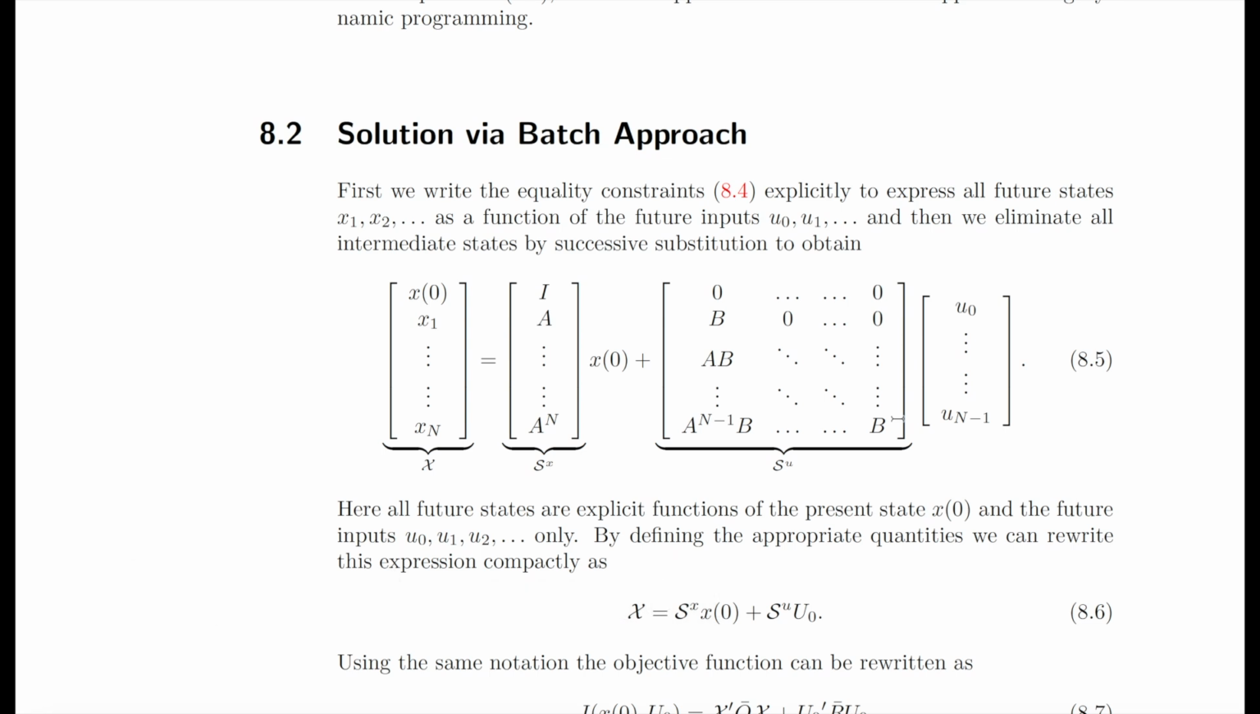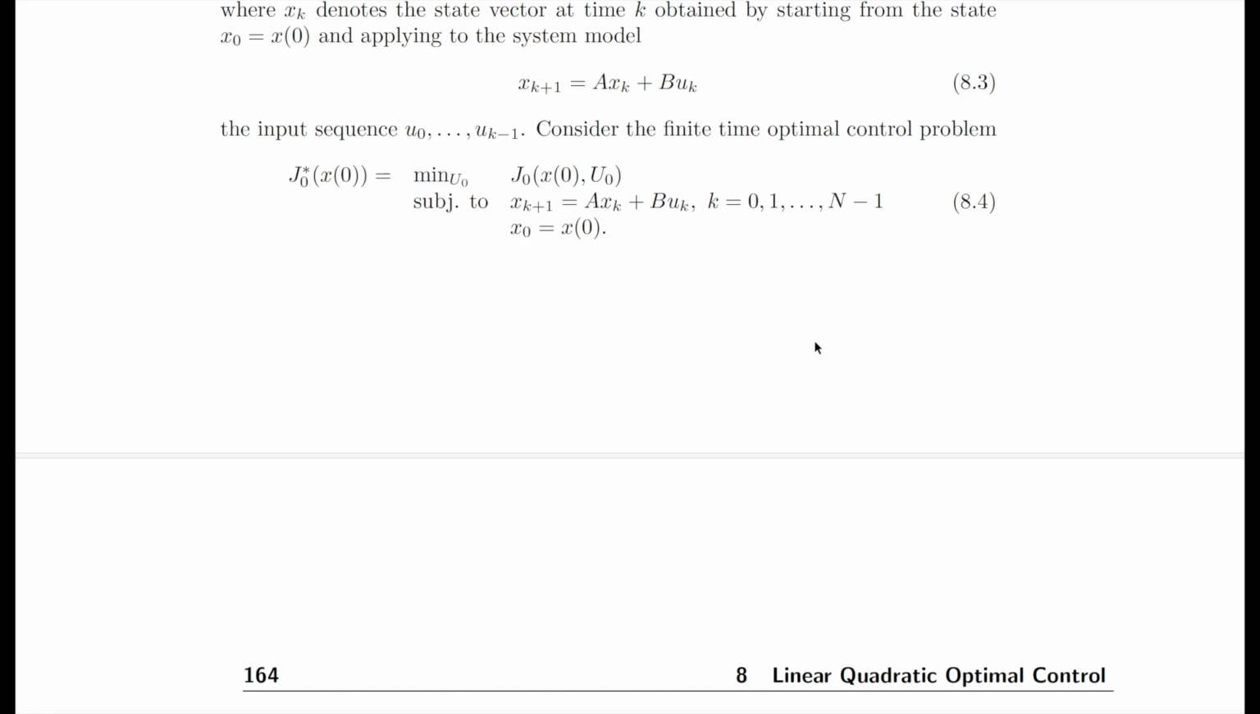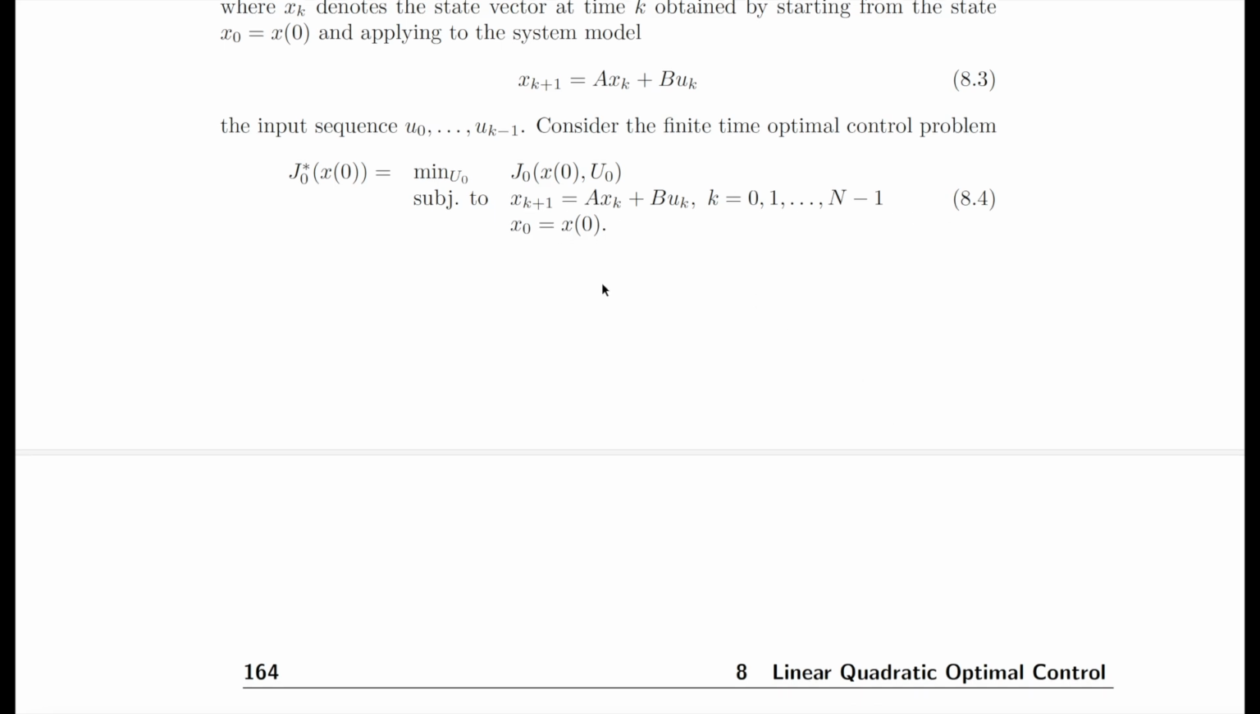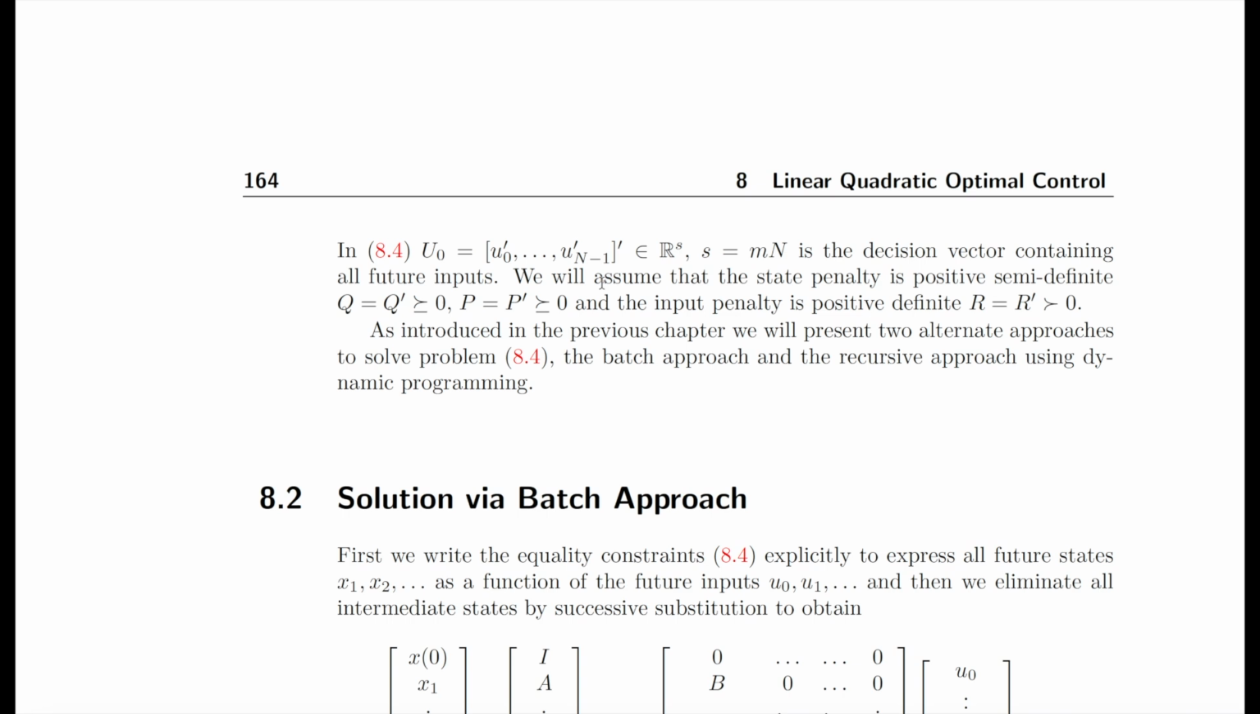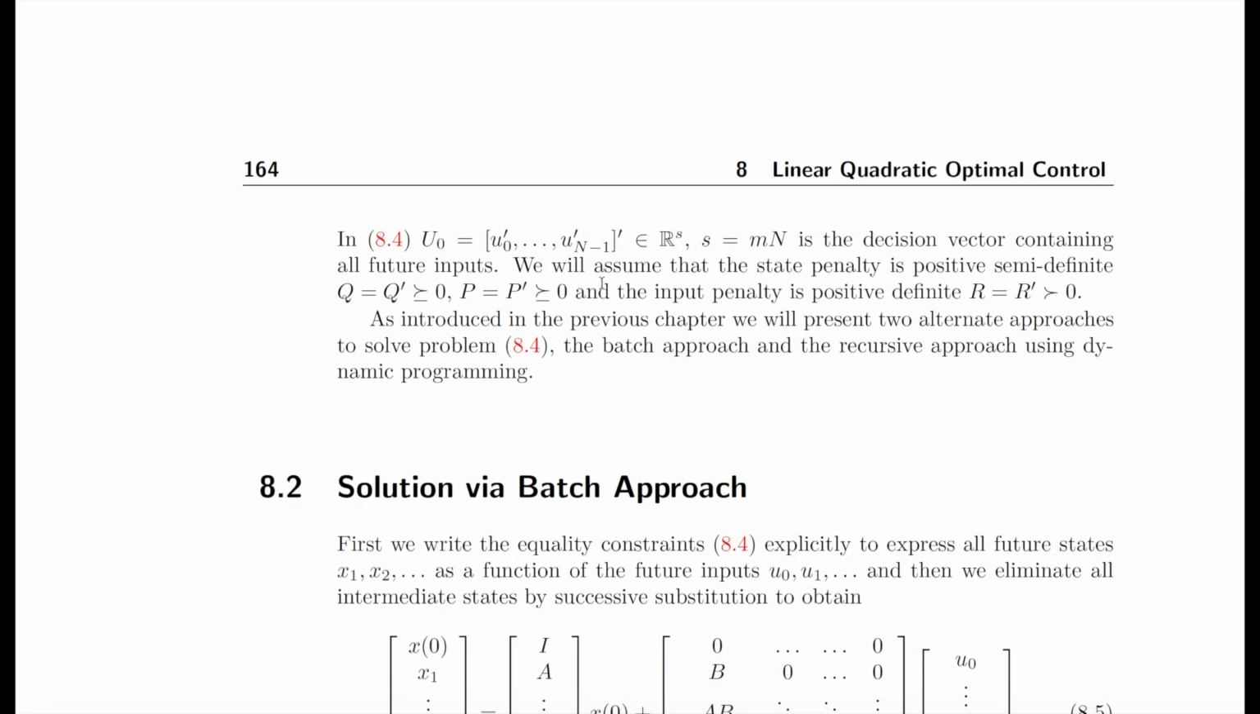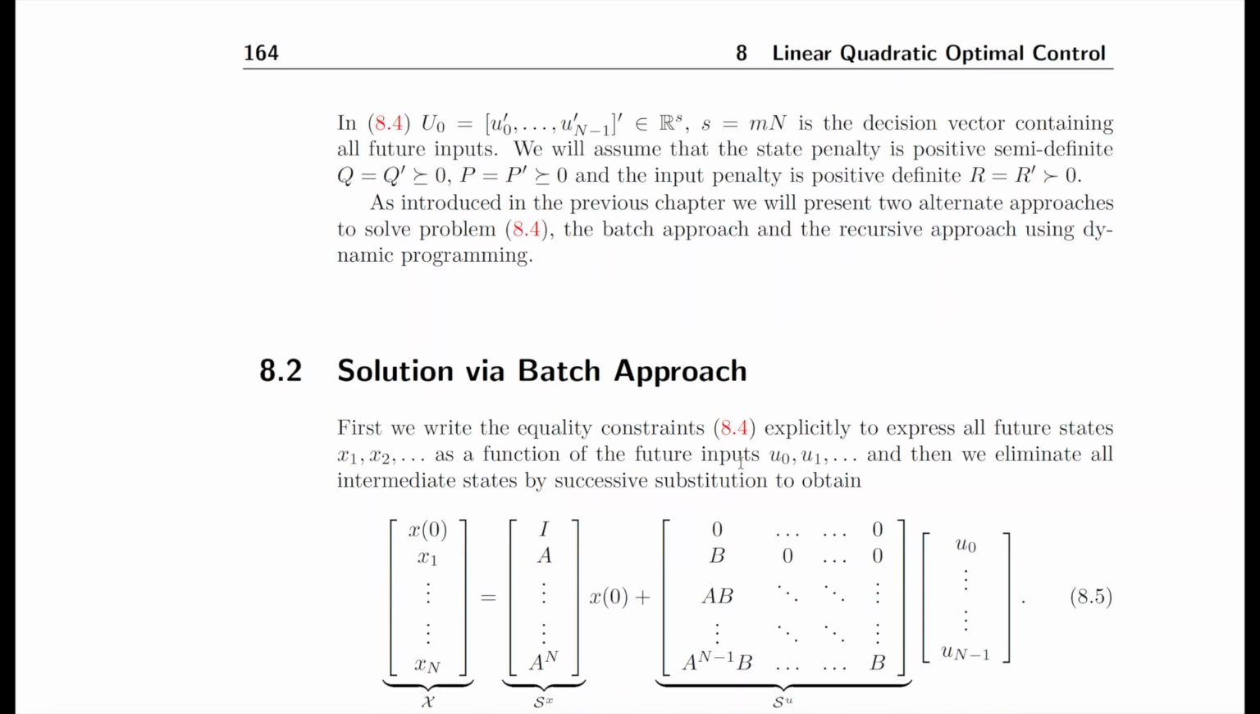So let us see first of all the first approach, the batch approach. The equality constraints that we find in the previous equation can be written explicitly using the future states, so x1, x2 until xN, and also as a function of the future inputs u0, u1, and so on. So to understand, let us see the first line. So x0, the initial state, equals x0, I here is the identity, plus 0 times u. So x0 equals x0.